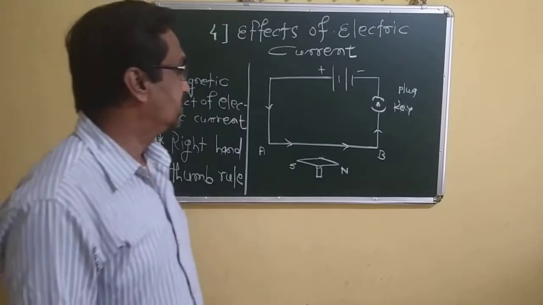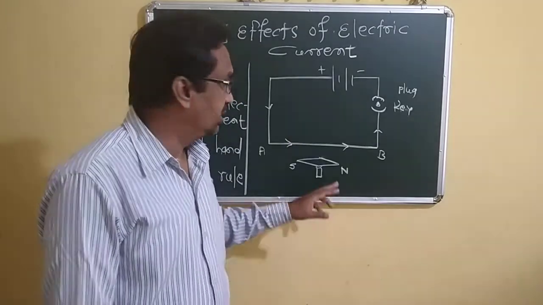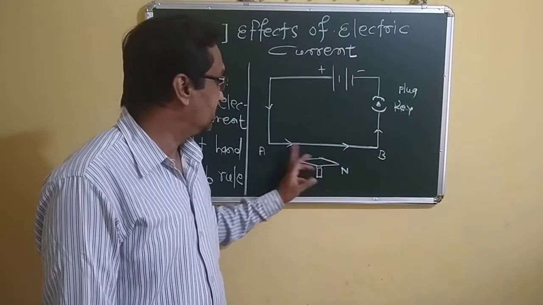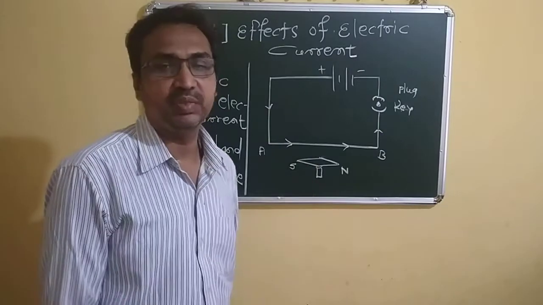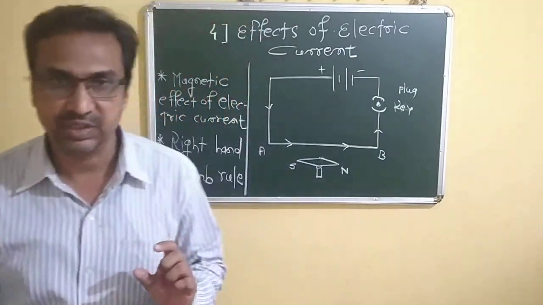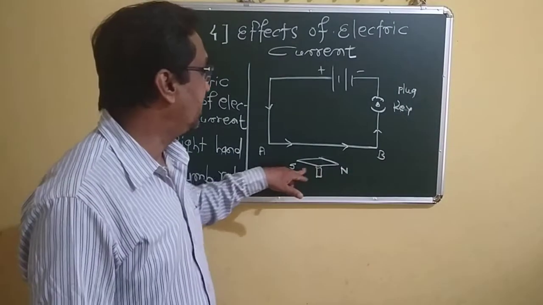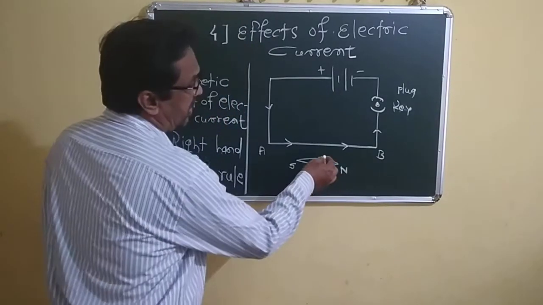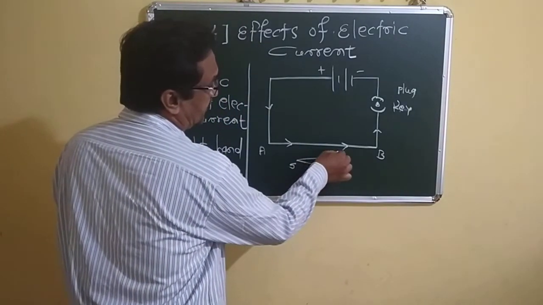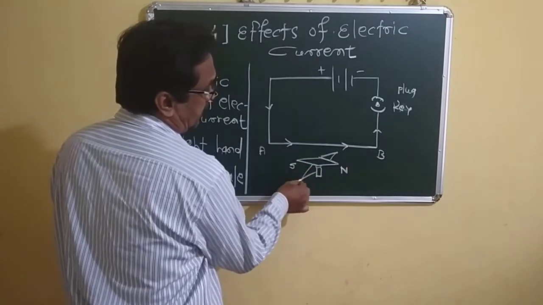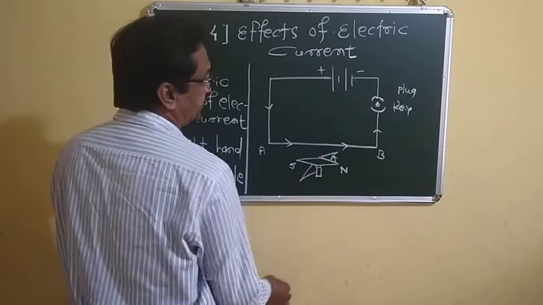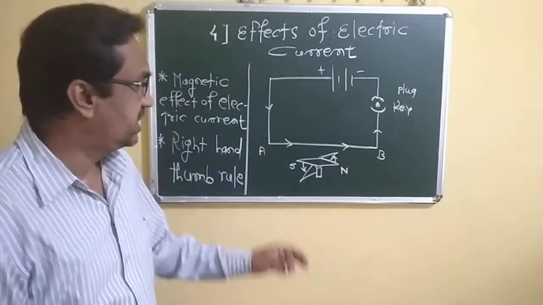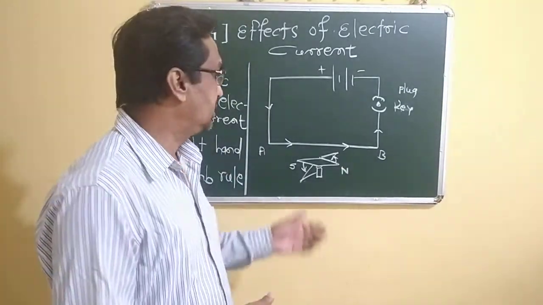But at the same time we can observe that the magnetic needle which is kept near the conductor AB shows some deflection. We can easily see the deflection in the magnetic needle SN. There is a slight deviation. We will see the conclusion from this deviation afterwards.